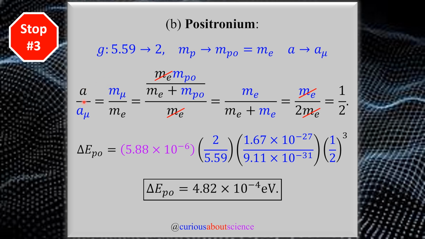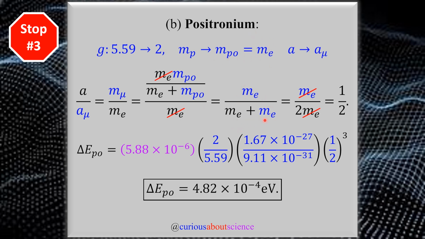Okay, so let's find our ratio here. Mu over m_e, we see that we get mu is the electron mass, with now the proton being replaced by the positron. Positron there, cancel m_e both top and bottom. But we also see that the mass of the positron is equal to the mass of the electron, so we're replacing that again here.